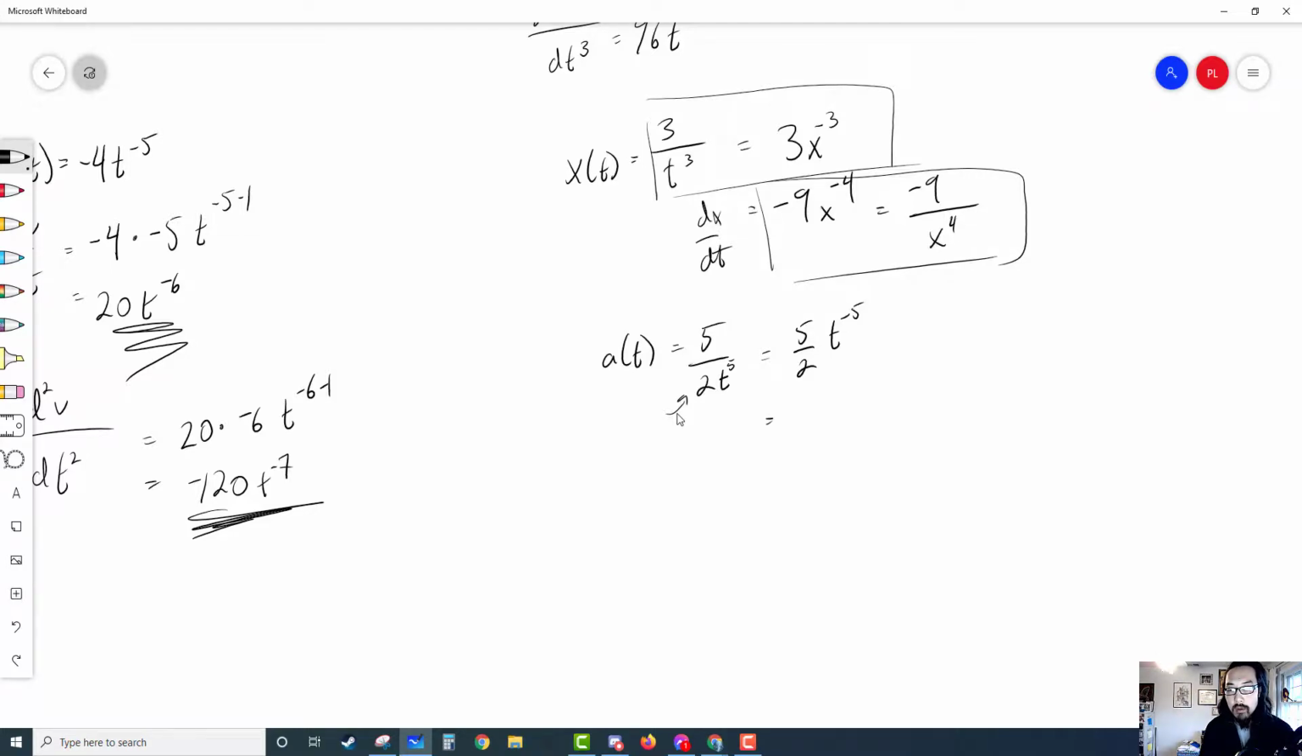So from here we get 5 halves times negative 5. I'm going to write this one out just so you can see what goes on here. t to the negative 5 minus 1, 5 halves times negative 5. This gives us negative 25 halves t to the negative 6. So this will be our first derivative. All right. Let's do another one.